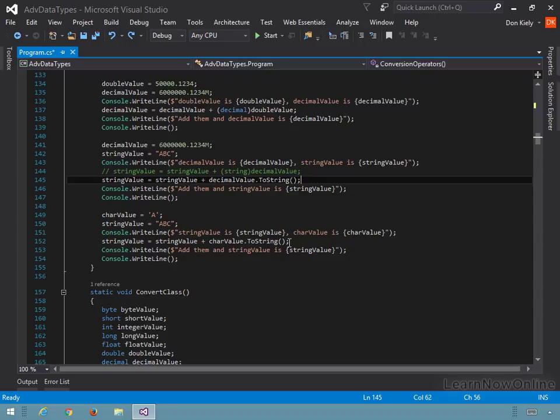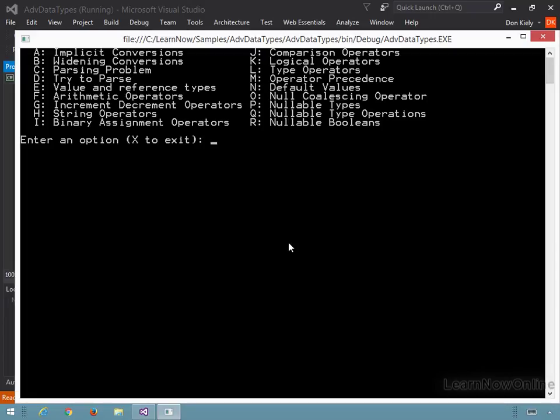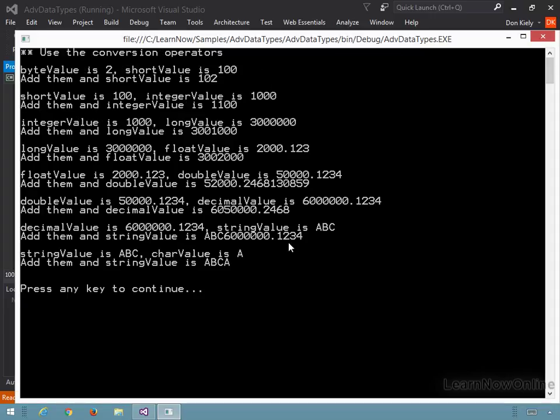Okay, so I'm going to go ahead and run the code. I'll press F5. And I'll press B to run the widening conversions. And here you can see the result. Byte value is 2, short value is 100. They added them together. Short and an integer, integer and a long, long and a float, float and a double, double and a decimal, decimal and string value.